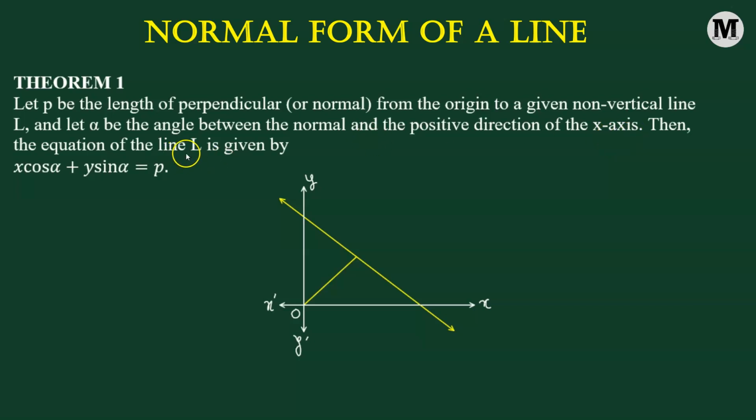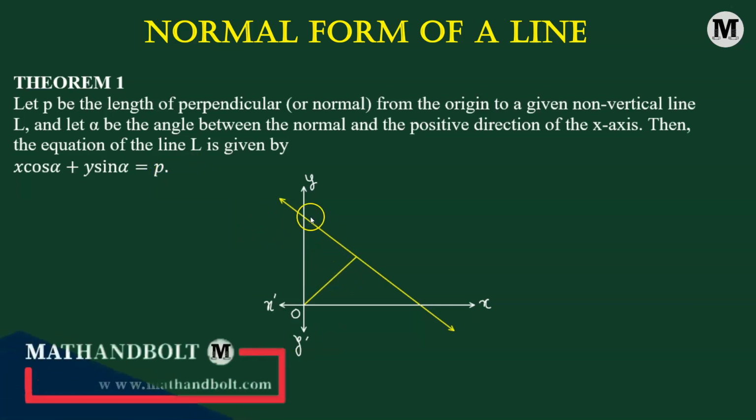Then the equation of the line is given by x cosine alpha plus y sine alpha equals the length of the normal line, which is P. Let's try to understand this graphically. Here we have considered the xy coordinate plane. We have the line L.